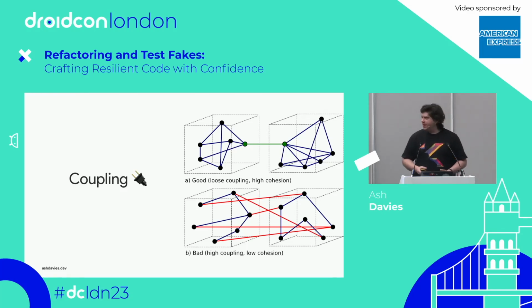Very well diagrammed here from Wikipedia, showing how good loosely coupled code has high cohesion. So it works really well in its own module. It works really well with its interconnected parts, but it has a very strictly monitored and restricted API surface where it actually interacts with other parts.